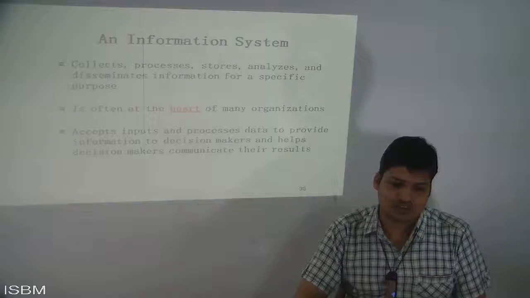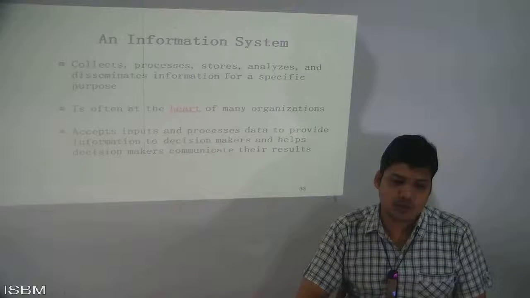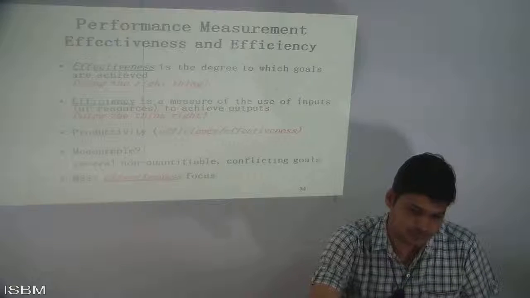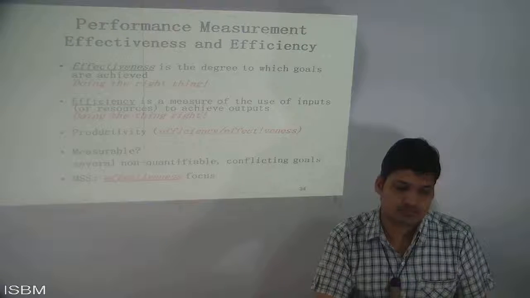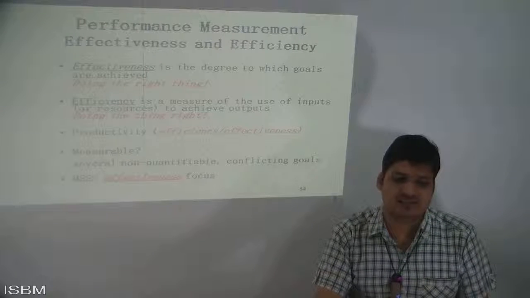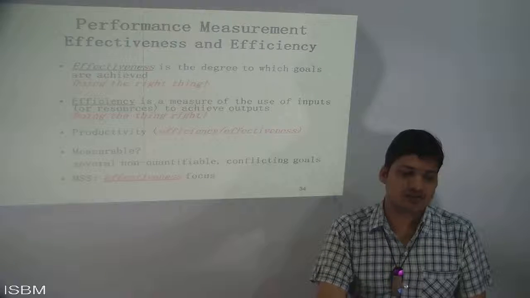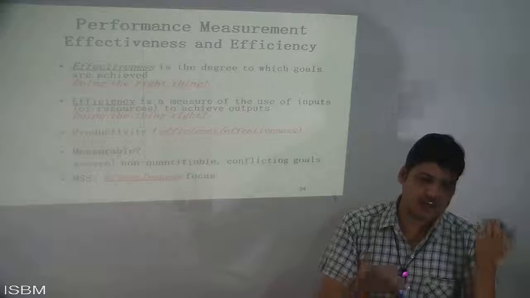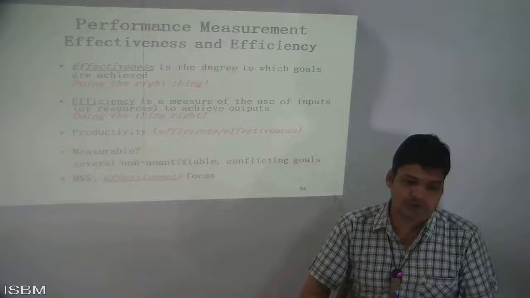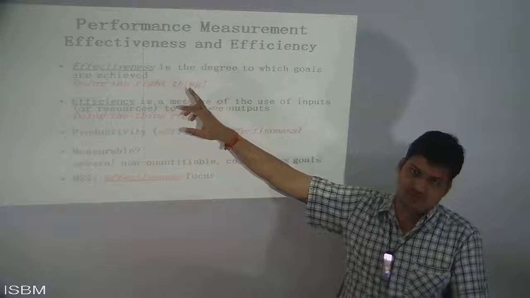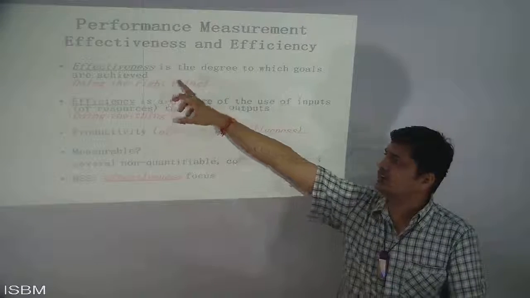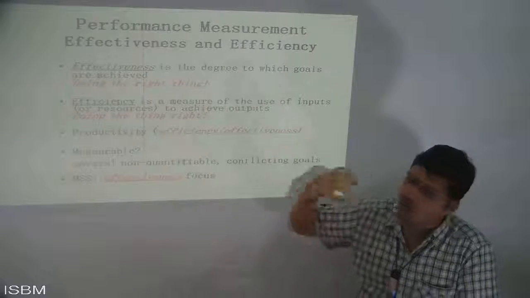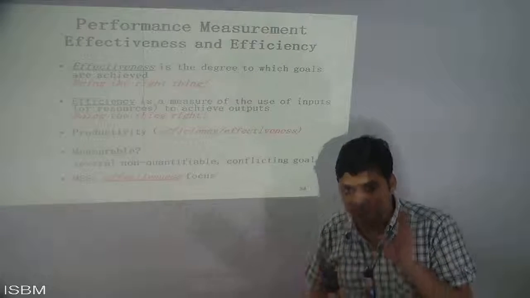It accepts inputs and processes data to provide information to decision makers, and helps decision makers communicate their results. Performance measurement: effectiveness and efficiency. Effectiveness is the degree to which goals are achieved. It is doing the right thing. Either we are doing the right thing or not. We have some goal in mind.